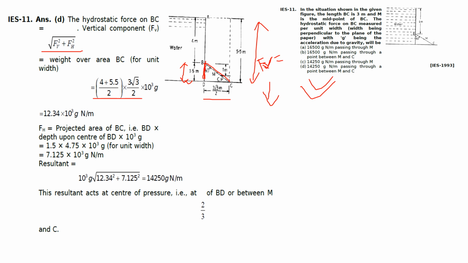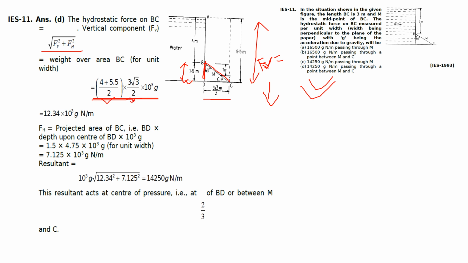V is area into x bar. We have seen in the previous videos that x bar will be 4 plus h1 plus h2 by 2, the largest and the least. So 4 plus 5.5 by 2, and this is also required for the area, 3 into root 3 by 2.